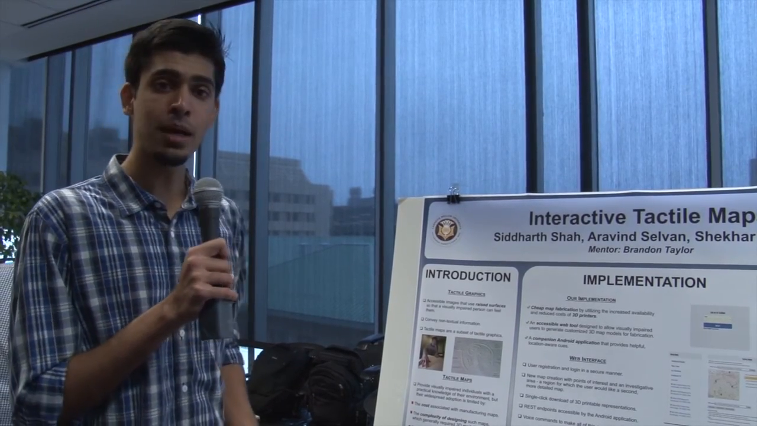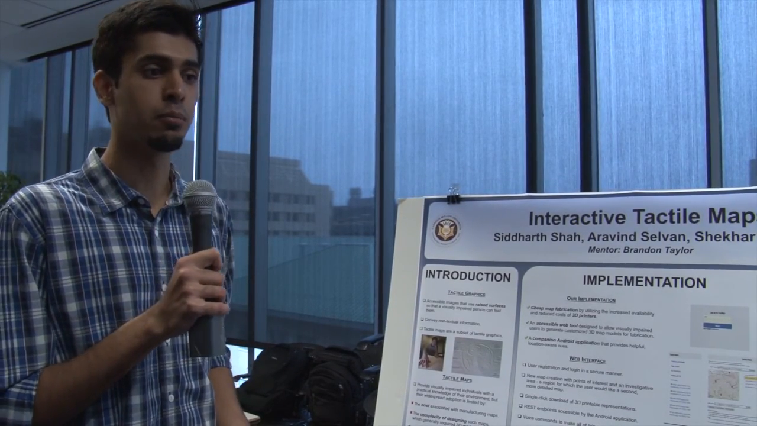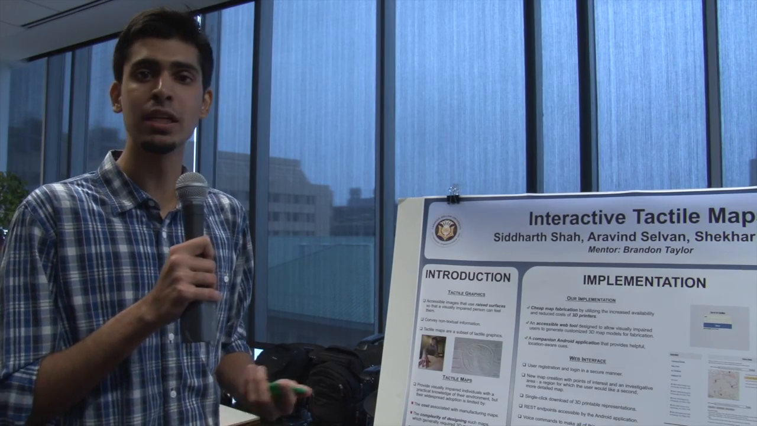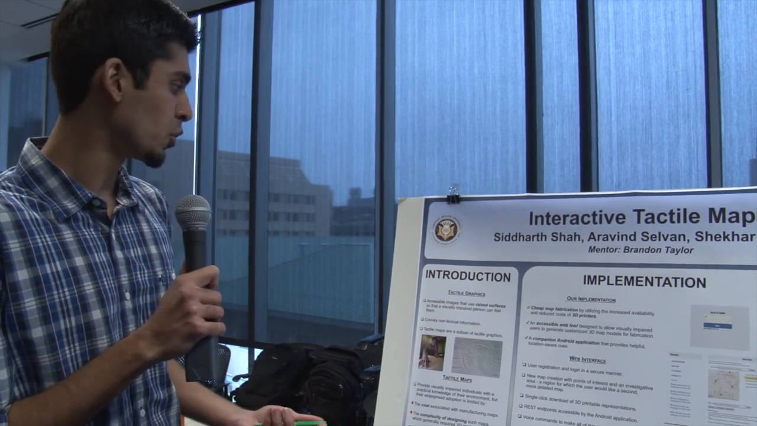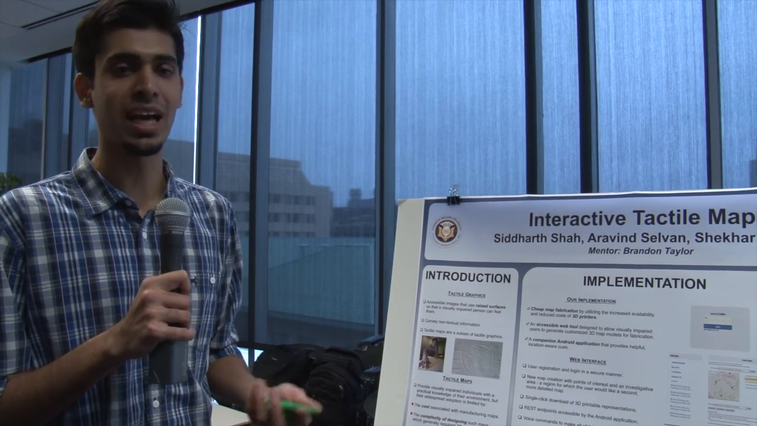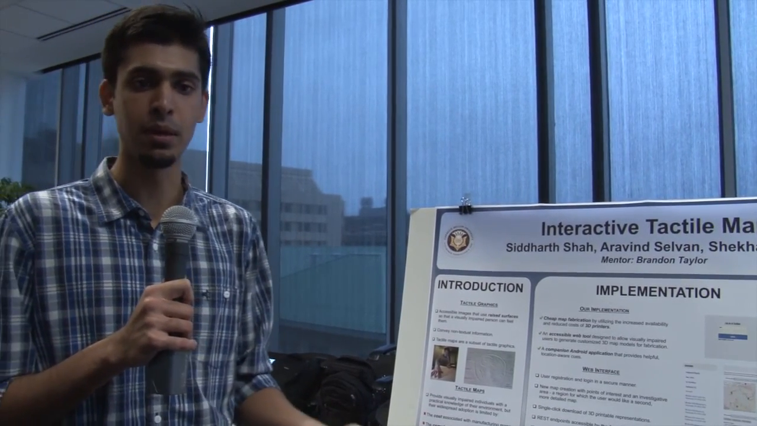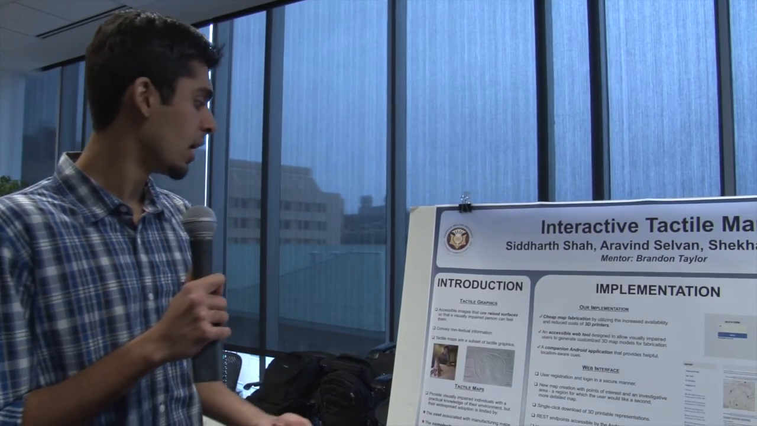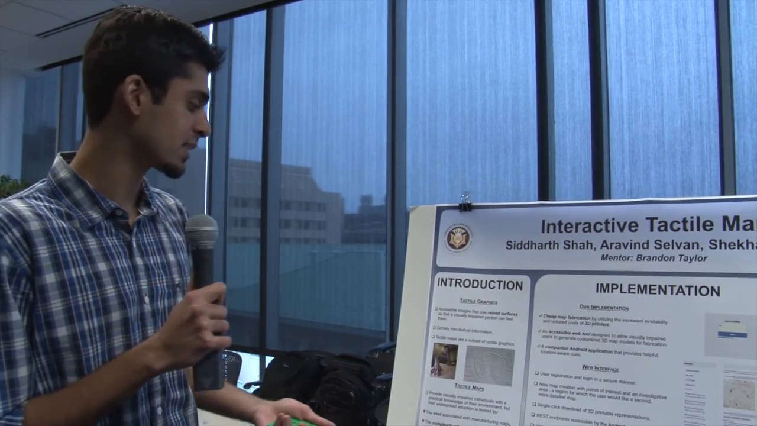So tactile maps are accessible maps with raised protruded surfaces so that visually impaired people can use them. It has been shown both through extensive use and research that this is an extremely helpful tool for visually impaired people. But there are a few common drawbacks.